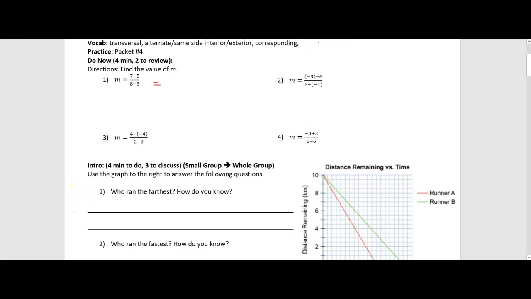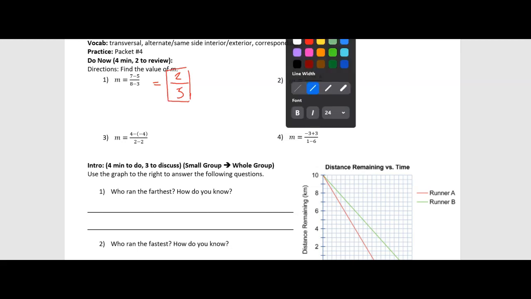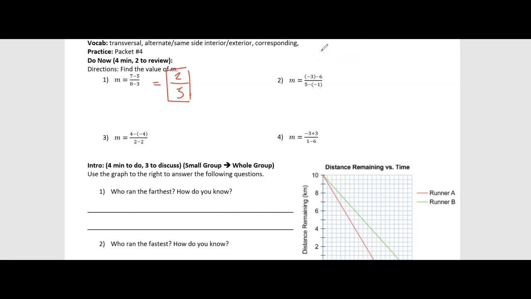7 minus 5 gives us 2. 8 minus 3 gives us 5. No more simplifying can be done, so 2/5. Number 2, negative 3 minus 6 gives us negative 9. 5 minus negative 1 is like 5 plus 1, so we get 6. This can be simplified. We can factor out a 3 from both the 9 and the 6, so we get negative 3 over 2, or negative 3 halves.